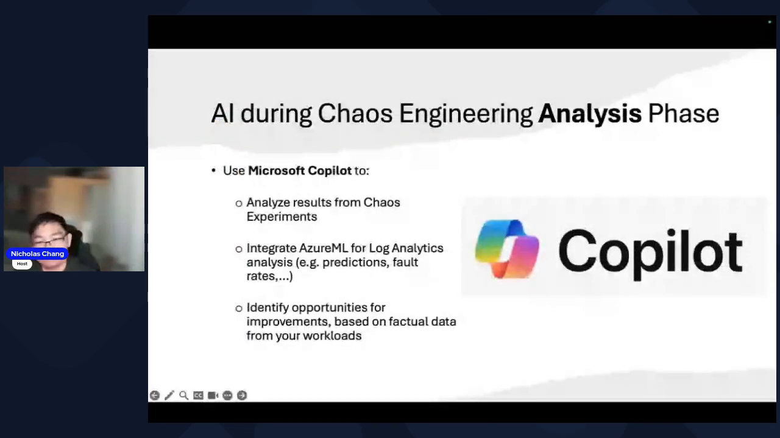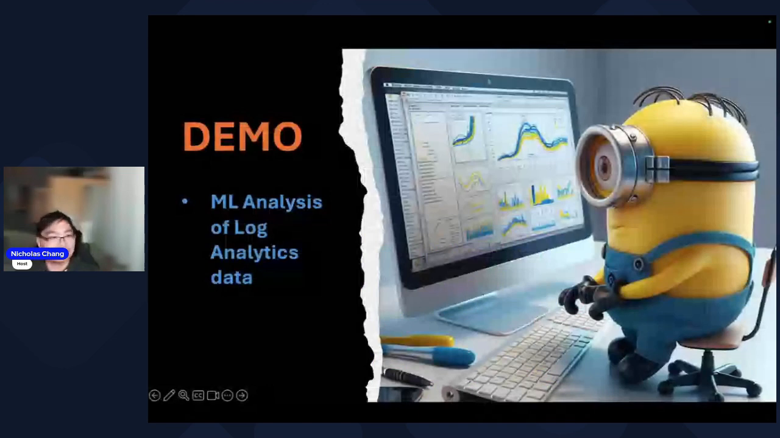You can use Microsoft Copilot to do a range of features and actions, for example, analyzing results from chaos experiments when integrated with Chaos Studio. You can also integrate Azure ML, which stands for Azure Machine Learning, to read data from a Log Analytics workspace, analyze predictions and fault rates of an app resource like App Service, and identify opportunities for improvement from actual data. That means being able to predict any improvements you can make to your resources. In this demo, I'm going to show you what Azure ML analysis of a Log Analytics workspace will look like.